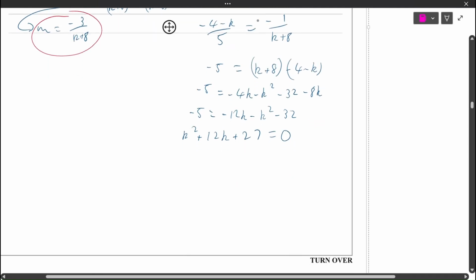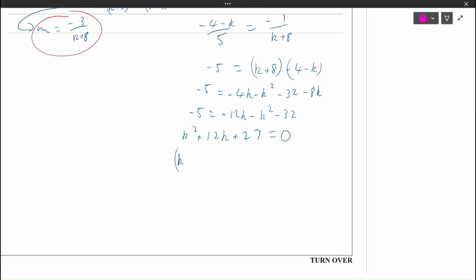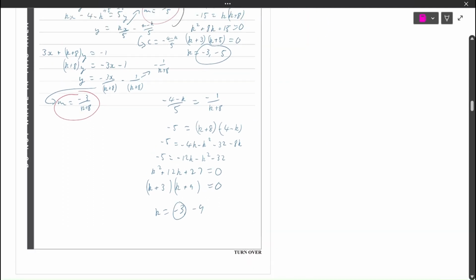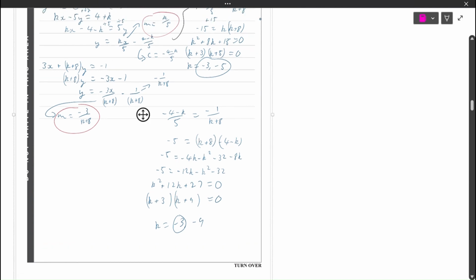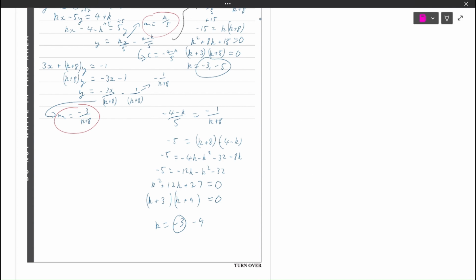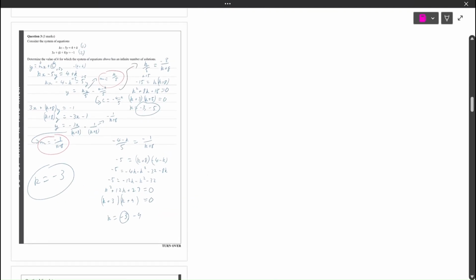And then we have to factorize this. So we have k there, 27, so times to get 27, add to get 12, that's 9 and 3, so plus 3, plus 9, therefore k equals negative 3 and negative 9. So as we can see, if k equals negative 3, the c values are the same, and if k equals negative 3 here, the gradient is the same, so therefore k has to equal negative 3 for an infinite number of solutions.